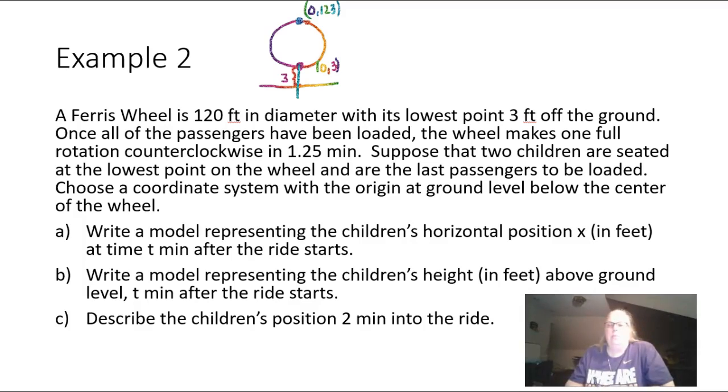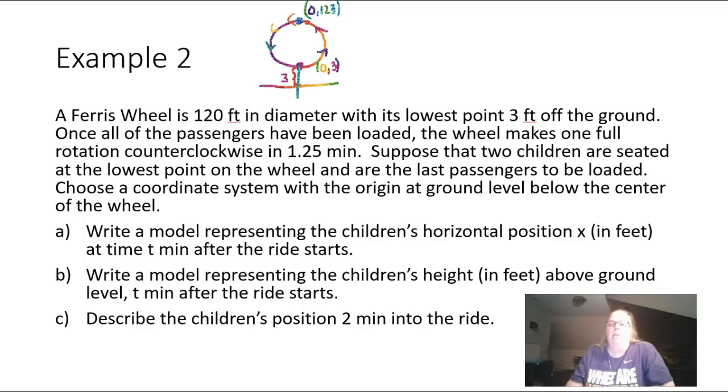Okay. First thing we want to do is write a model representing the children's horizontal position in feet at time t minutes after the ride starts. So if the children are starting here at (0, 3), a counterclockwise motion means they're going to be moving in this direction right here. And what that tells me is that the x coordinates are going to start at 0, and then they're going to move in the positive direction until they get to their highest point, and then they're going to start being negative until they get to the lowest point, and then they're going to start being positive again.